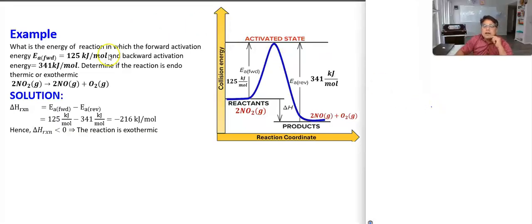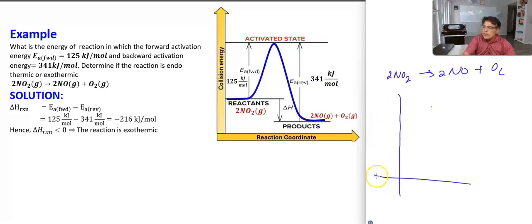Now let's see one example, and in that example we will plot here. What is the energy of the reaction in which the forward activation energy is 125 kilojoule per mole, and the backward activation energy is 341 kilojoule per mole? Determine if the reaction is endothermic or exothermic. So the reaction is 2NO2 gives you 2NO plus O2. Okay, so now let's first of all make the graph.